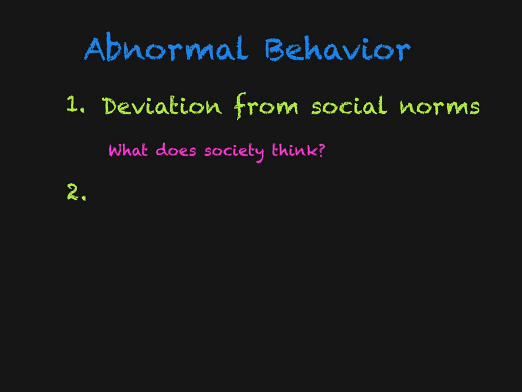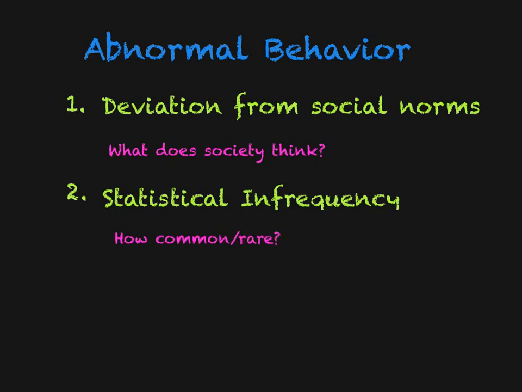The second thing you have to ask has to do with statistical infrequency, and this is sometimes called statistical rarity. And basically, all you're asking is how common is this behavior, or how rare is it, this behavior or condition? How common or how rare? So, for example, you could have an uncommonly low IQ. Someone with Down syndrome could have statistically an uncommonly low IQ, and so that is abnormal.